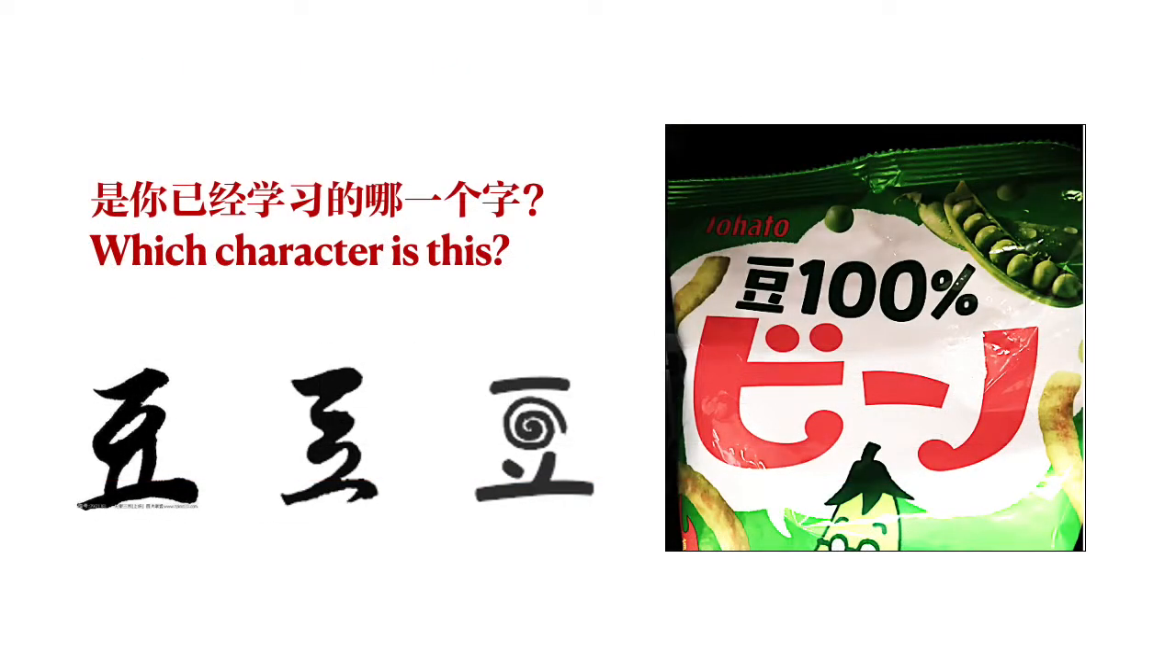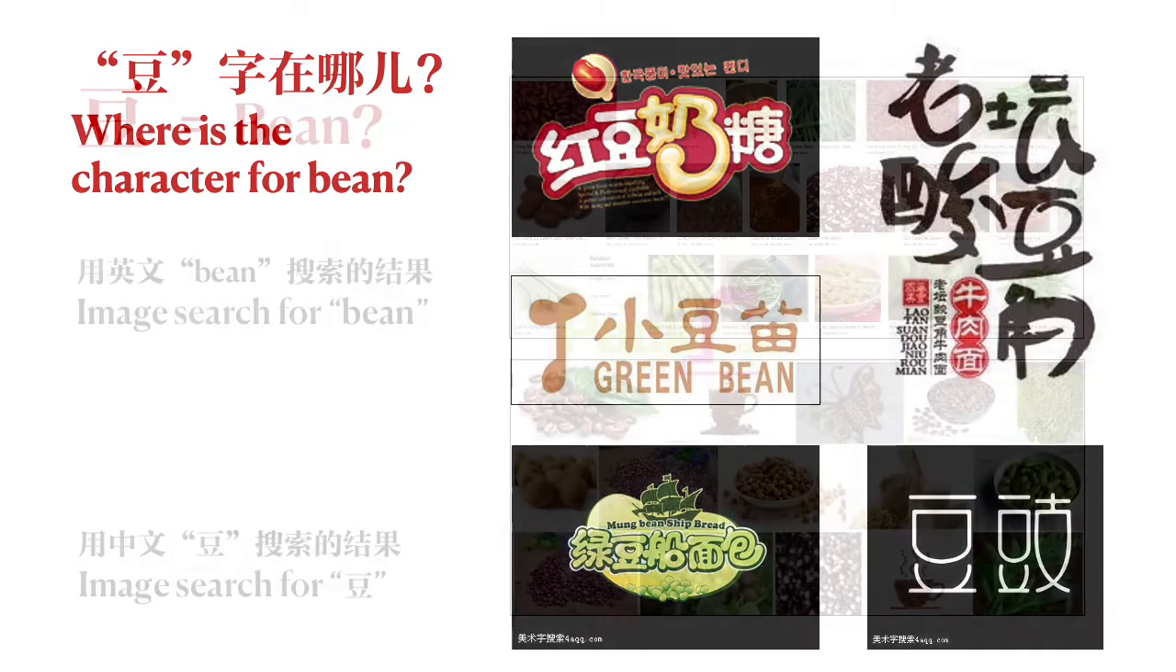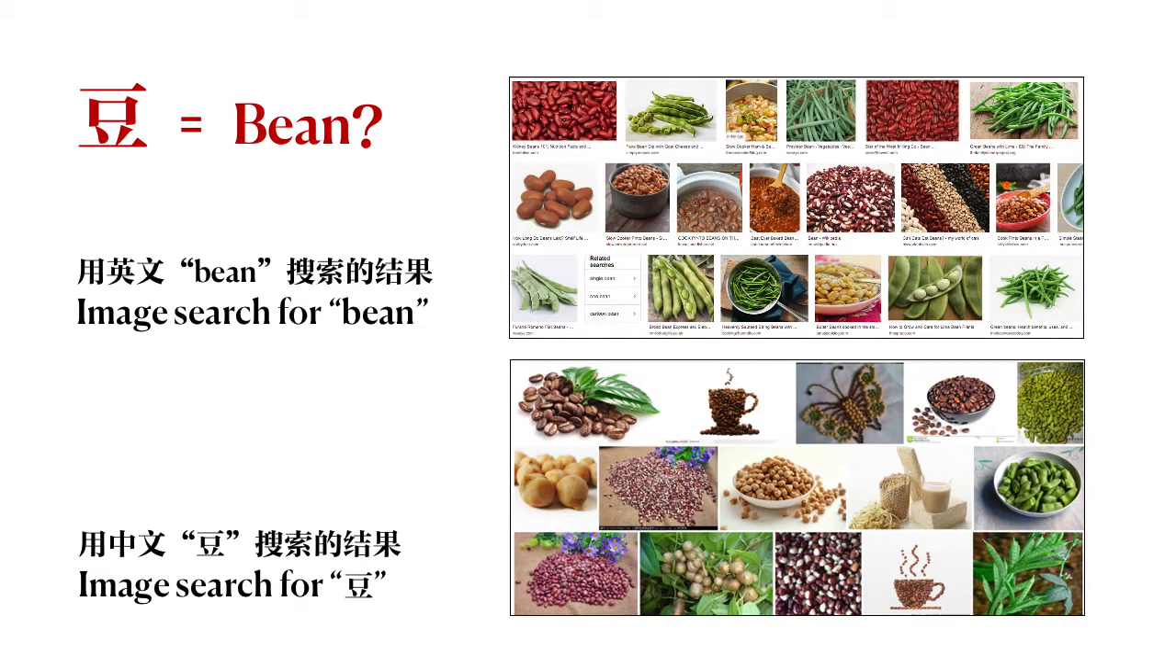It's only when we know that our students have learned the character 豆 that we can show them characters in interesting fonts or handwriting styles and let them work out which of the characters that they have learned this is. Or we might show our students a number of different images and ask them to find the character 豆 in each one. We could ask our students to do an image search for 豆 and then for bean and ask them if they get the same results. If they don't get the same results, what does that tell us?